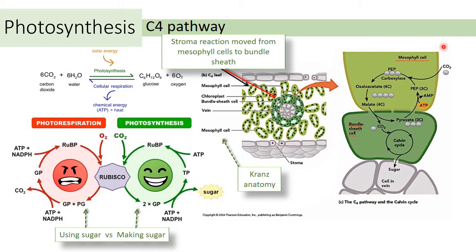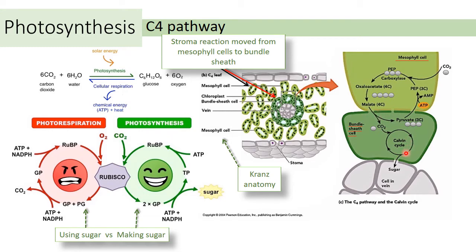Here's our mesophyll cell. And you can see instead of rubisco acting on the CO2, we have PEP carboxylase. And that's actually going to form an oxaloacetate, which can then turn into a malate and be transferred through the cell into the bundle sheath cell. From there, it can be broken down into CO2 and pyruvate, which can then be used to make more PEP that reacts with the carboxylase and so on.